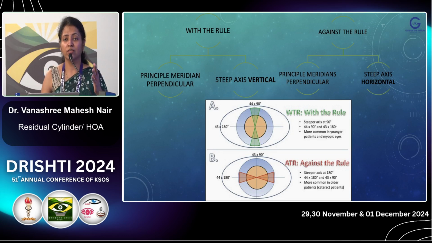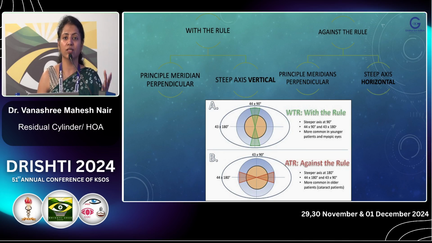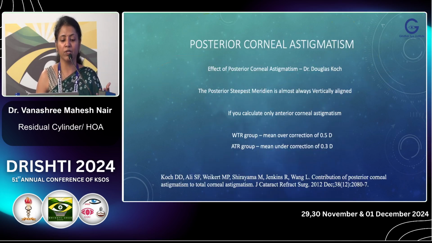An important point to remember is the with the rule and against the rule astigmatism. With the rule is where the vertical axis is the steeper axis, and against the rule is where the horizontal axis is the steeper axis. And in our older patients, it is the against the rule astigmatism which comes more into play.